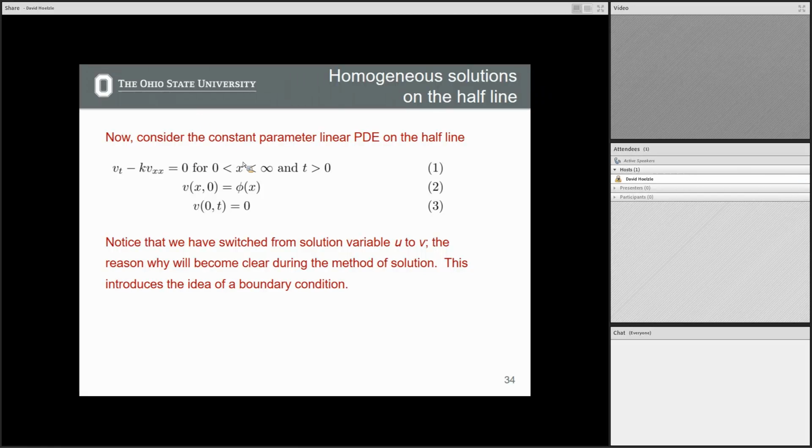Now, instead of the infinite domain, where before we said that x ranged from negative infinity to infinity, here we have x ranging from 0 to infinity for positive time. I switched the variable here. You'll see why in a second. For now, we have v of x and t instead of u of x and t, but it's just a change in variables. We still have some sort of initial condition for v at time equal to 0, and now we are specifying a boundary condition. At this boundary of x equal to 0, the value is always equal to 0.